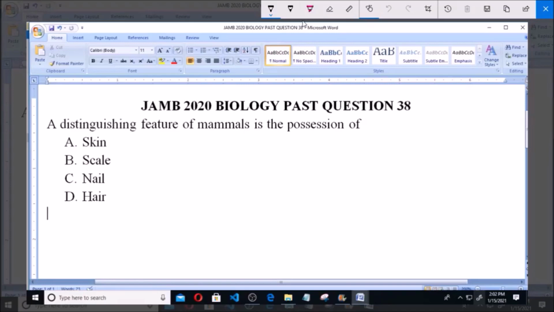I will be answering Jamb 2020 Biology Past Question 38. A distinguishing feature of mammals is the possession of A. skin, B. scale, C. nail, and D. hair.